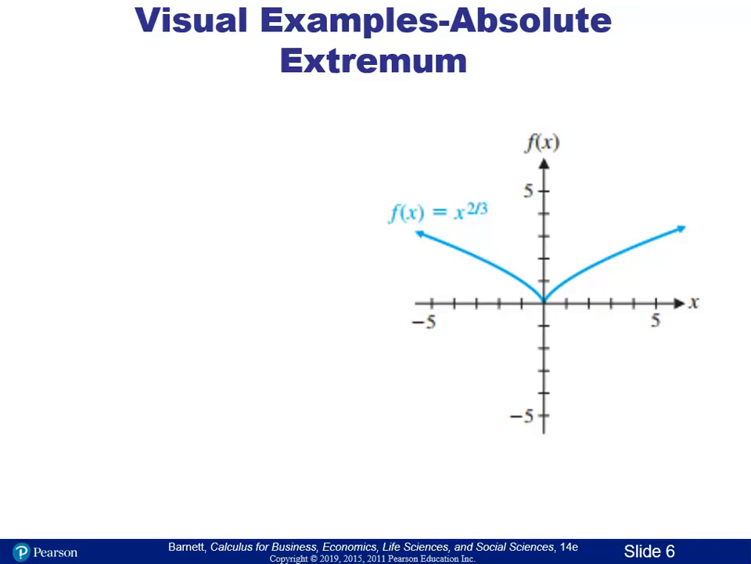Okay, if we look at this one, we can see that here we do in fact have both a local and absolute minimum because it does get to a lowest point, so the lowest value is 0. There is no absolute or local maximum because it goes on forever, keeps going up, and so there is no highest value.